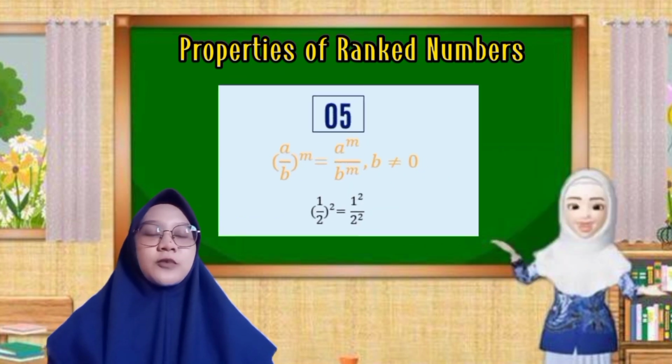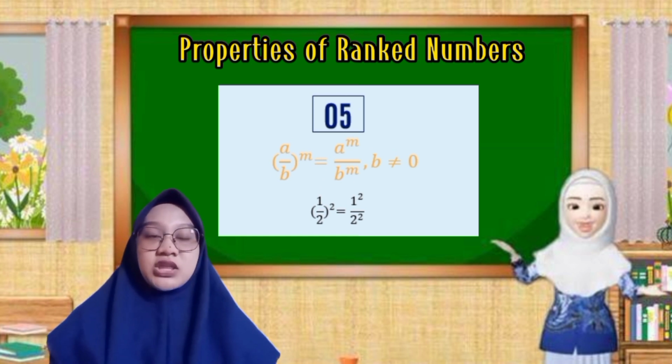The fifth property is in brackets a over b, to the m. If there is a property like this, then it equals a to the m over b to the m, on condition b not equals 0. For example, in brackets a half, squared, equals 1 squared over 2 squared.